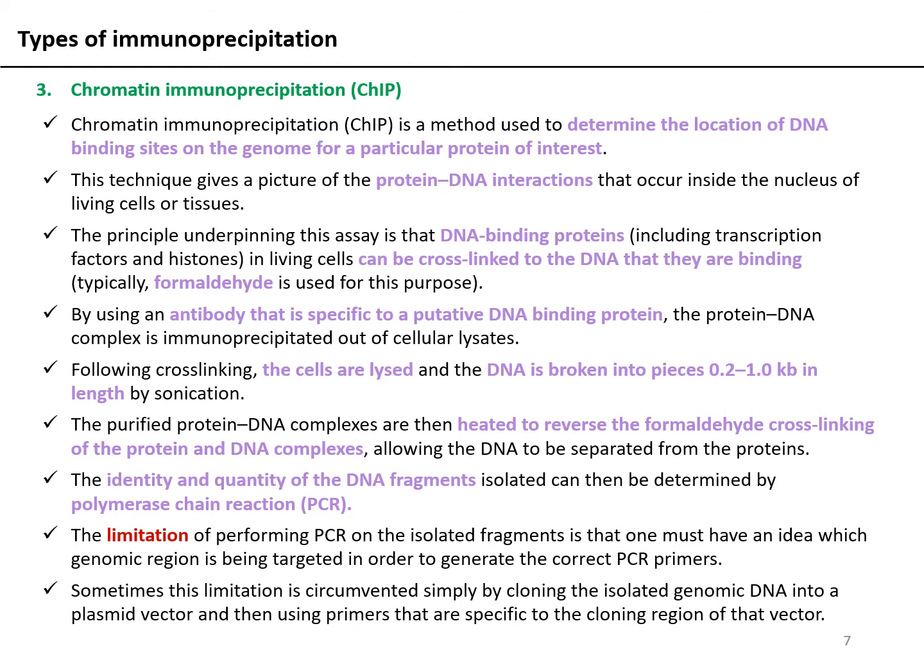PCR amplification by itself is not enough for knowing the sequence of the genomic DNA. Once you PCR amplify, you then once again clone it and you send it for sequencing. And once you sequence the DNA, that is when you have the final identity.